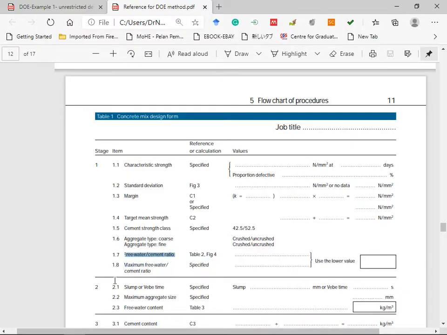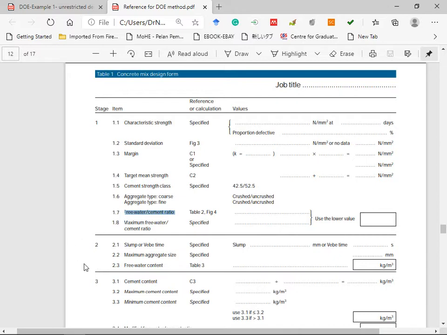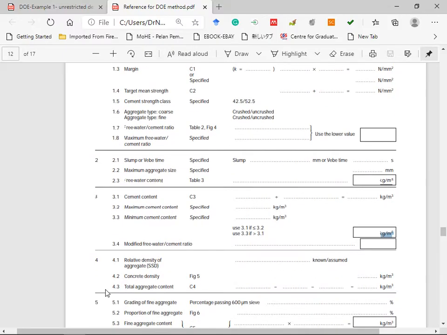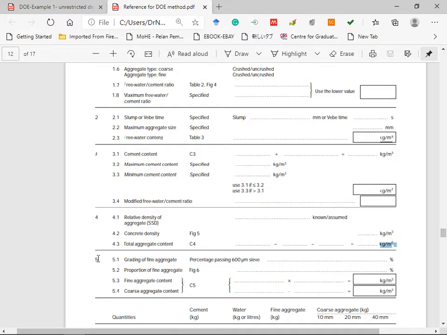free water cement ratio. The second stage is to determine the free water content, unit in kilogram per meter cube. The third stage is to determine the cement content and the unit in kilogram per meter cube. The fourth stage is to determine the total aggregate of the mix design and the unit in kilogram per meter cube. And the last stage, the fifth stage, is to determine the percentage of total aggregate content for fine aggregate and also coarse aggregate in kilogram per meter cubic.